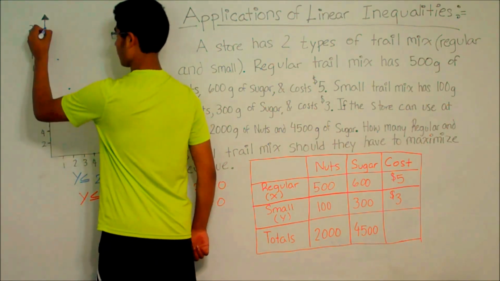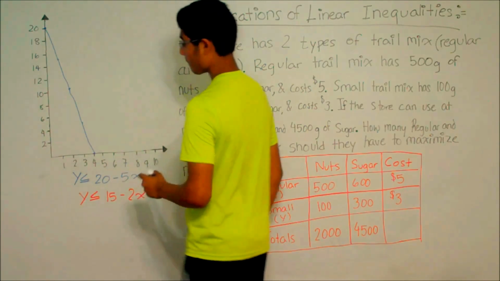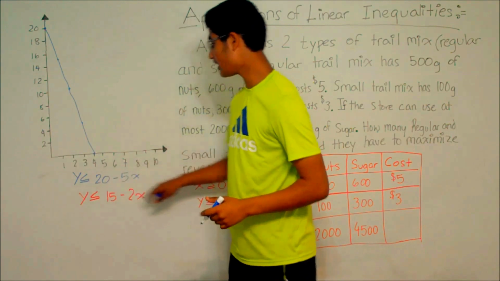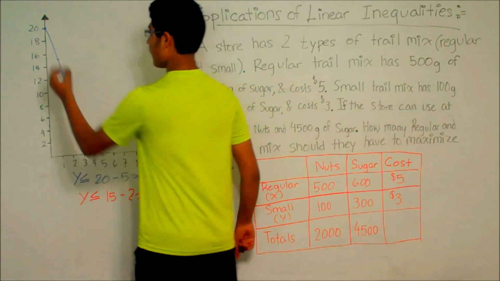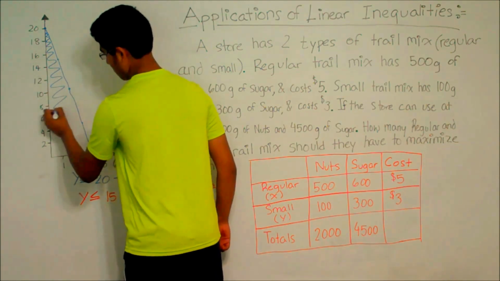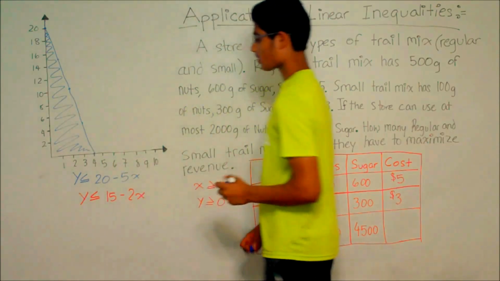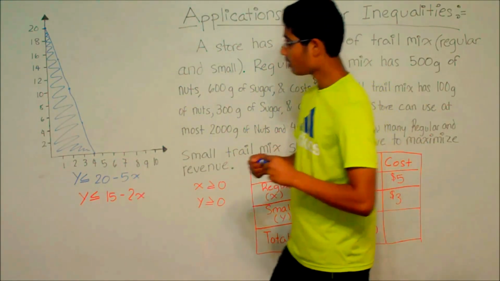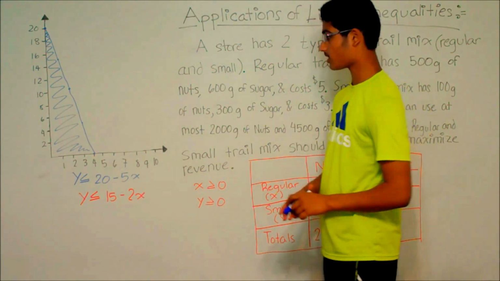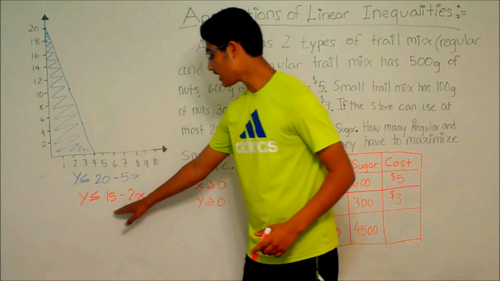So let's fill in the line. Because we know that it's y is less than or equal to, this is a solid line, and we have to shade in the parts that are less than or equal to it. We don't shade in the other section because of these two conditions. So now let's move on to the next one.